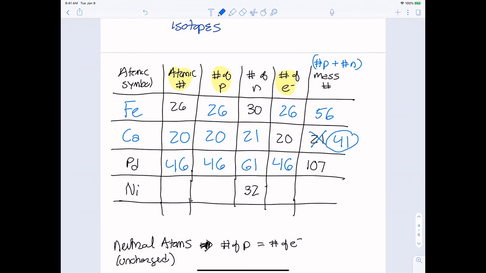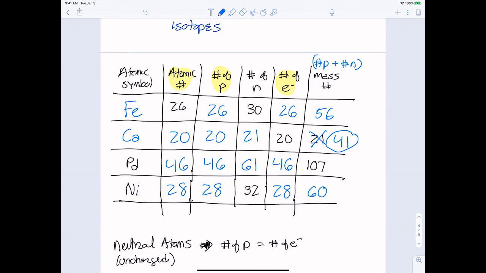And Ni is nickel. So again, looking at your periodic table, the atomic number for nickel is 28, which means it has 28 positive charges in its nucleus. And then since it's uncharged, outside the nucleus there are 28 negative charges. And then 28 plus 32 is 60. So it has a mass number of 60.